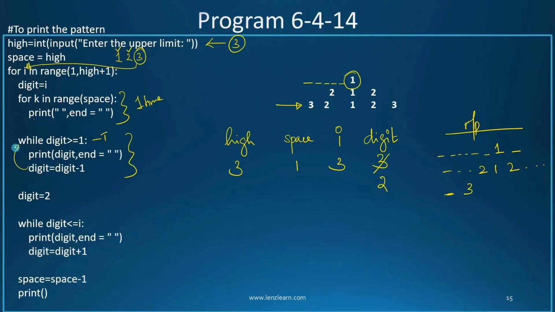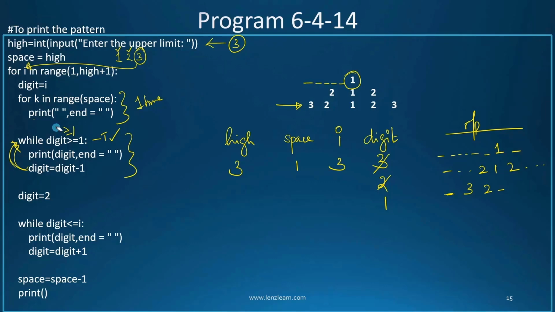It will again come back here. It will check whether 2 is greater than or equal to 1. It is again true. It will print the value of digit, which is 2, with a space. It will decrement the value of digit again. So now the value of digit will become 1. It will go back to the beginning of the while loop again.